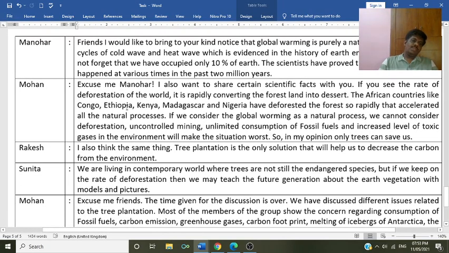Then Rakesh says, I also think the same thing. Tree plantation is the only solution that will help us decrease the carbon in the environment. Sunita says, we are living in a contemporary world where trees are not yet endangered species, but if we keep up the rate of deforestation, then we may teach the future generation about earth's vegetation with models and pictures. So this is a sarcastic remark given by Sunita.